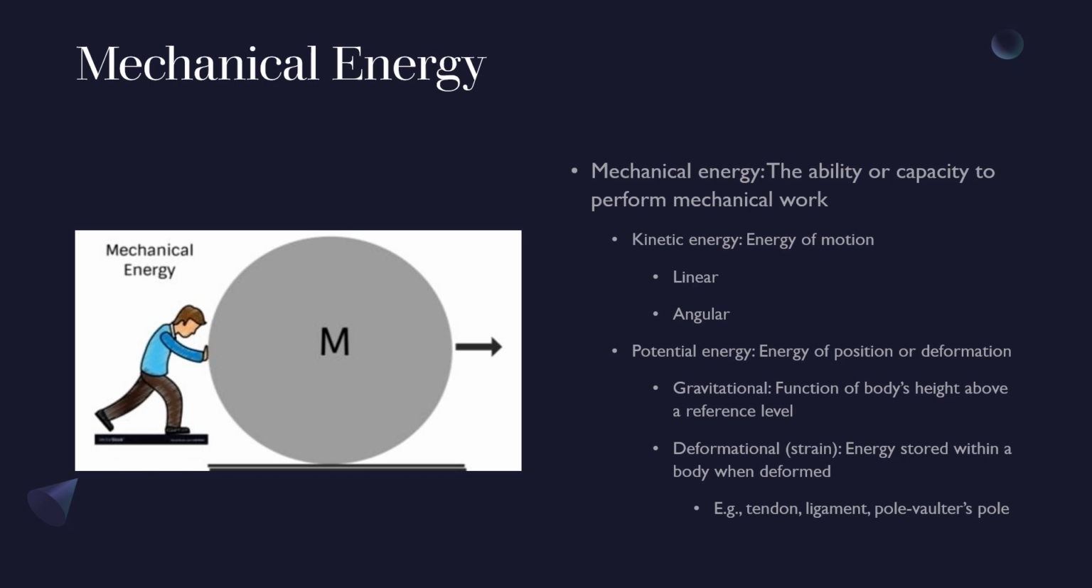For example, when a ball is thrown upwards, it initially has high kinetic energy, but as it reaches its highest point, the kinetic energy decreases and it's converted into gravitational potential energy. As the ball falls back down, the potential energy is converted back into kinetic energy.